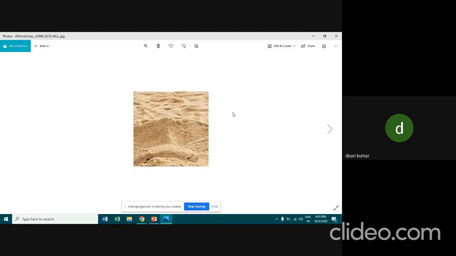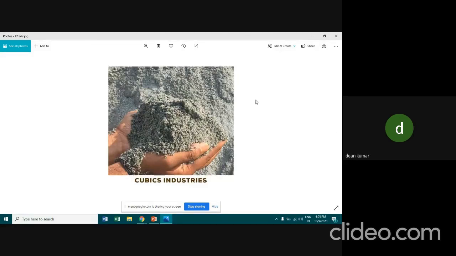Then we have the river sand. Pure river sand, mined from the river, is called the river sand. Then this is the manufactured sand. The coarse aggregate which I have shown, the basis for it is granite. The same granite, the same rock, if crushed to a very fine size like sand, is called manufactured sand.